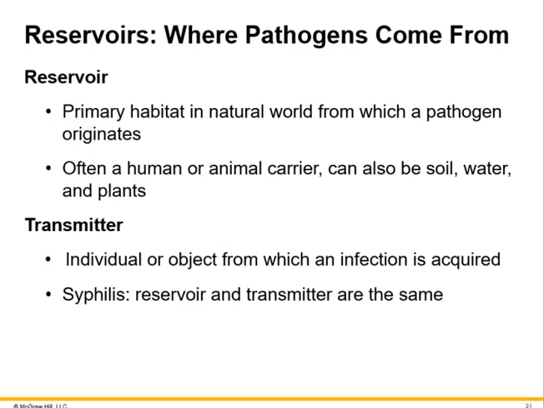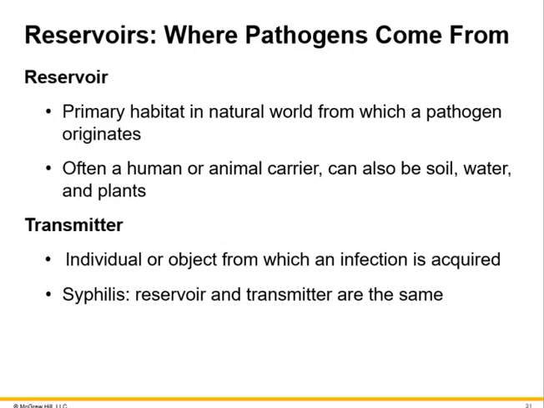But that's not always the case, all right? The reservoir and the transmitter are not always the same. So let's say, for example, soil is the natural reservoir for Clostridium botulinum, which is a bacteria. So it's a soil bacteria. That's the reservoir, it lives in the soil. And Clostridium botulinum causes botulism. So even though this bacteria has its natural habitat in the soil, most people do not get botulism because they eat soil, right? Nobody's out there eating soil.